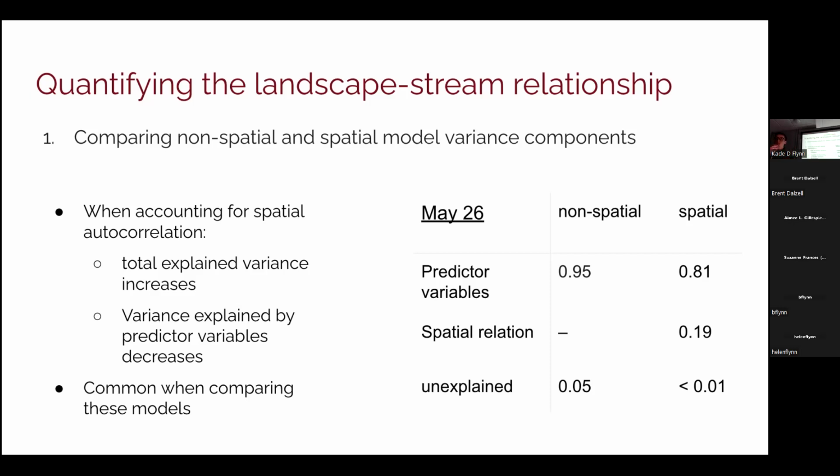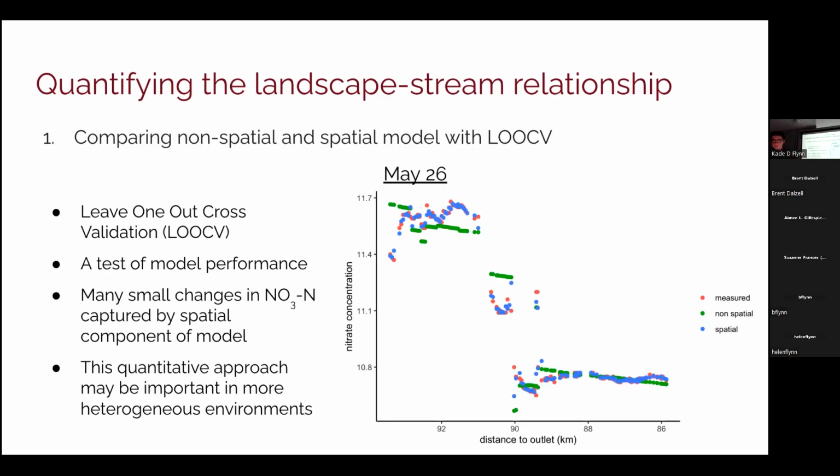I think this quantitative approach is likely more important in systems that are more heterogeneous, where you have a greater amount of variables influencing nitrate concentration, and not just these simple relationships where most of the variability is accounted for just by catchment area, and you slightly improve your understanding, the amount of variability captured, by including one or two of these catchment attributes.